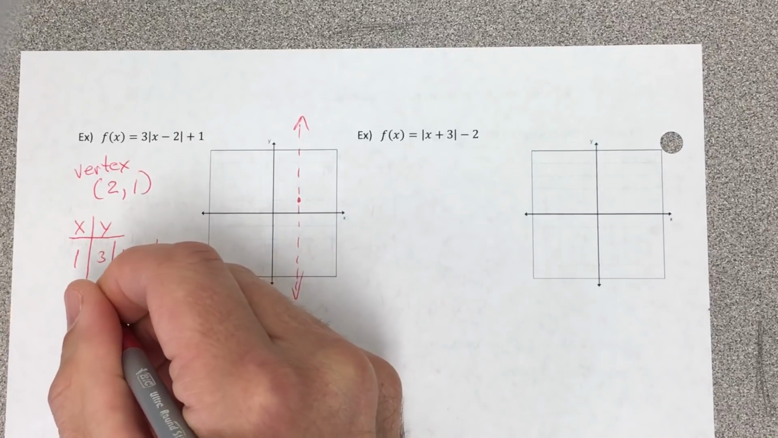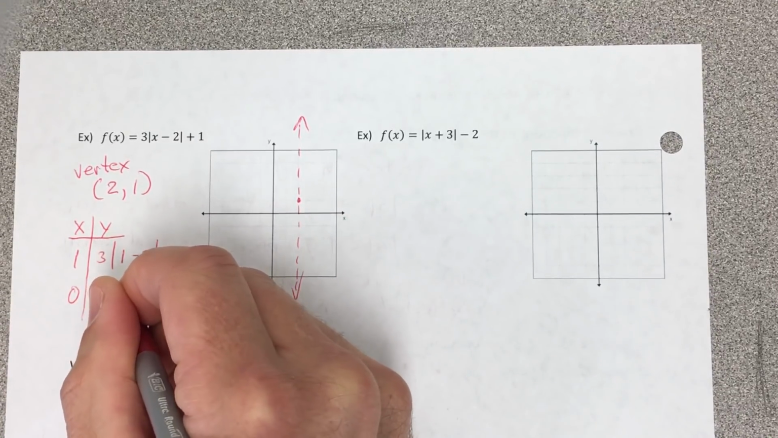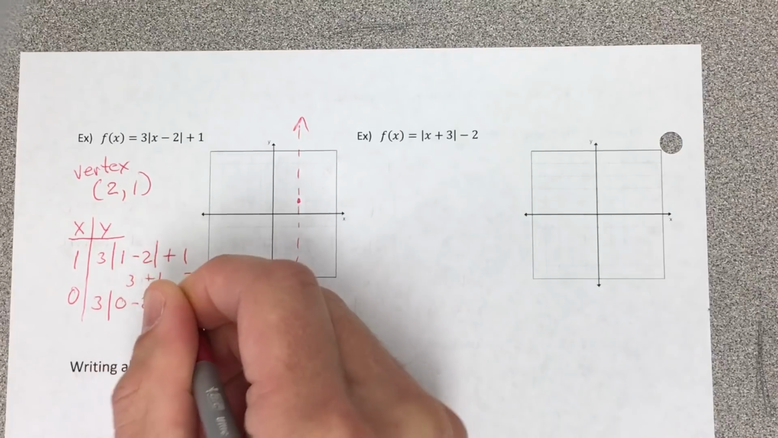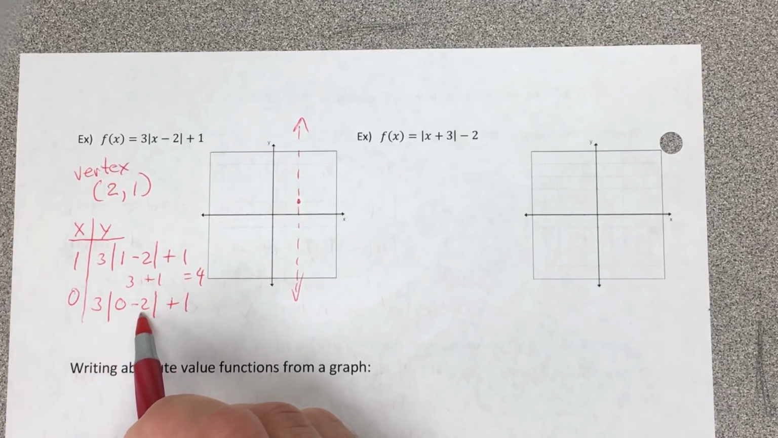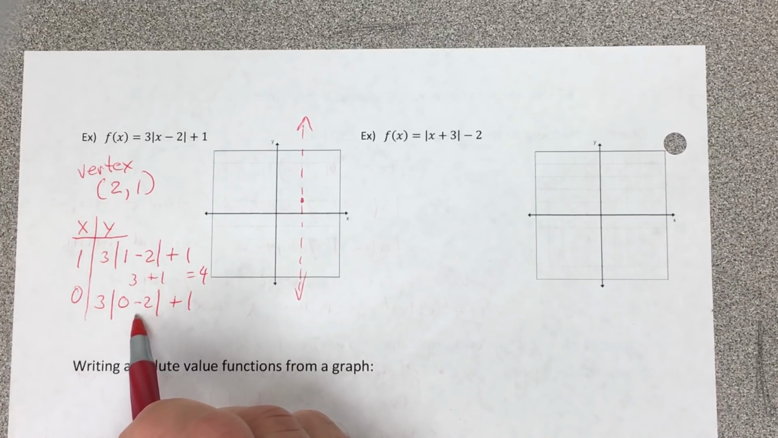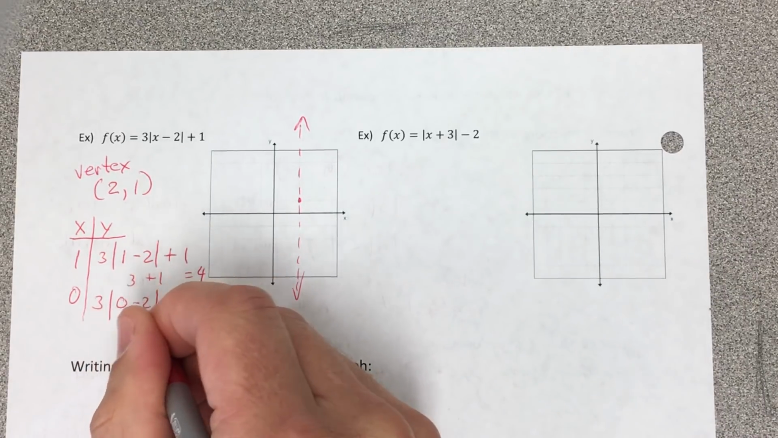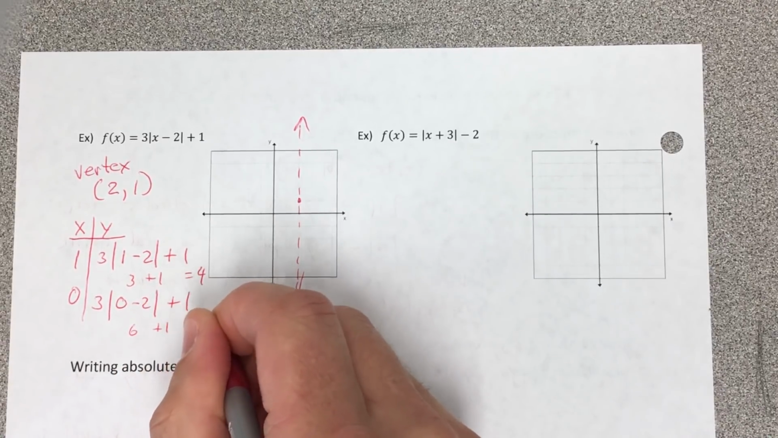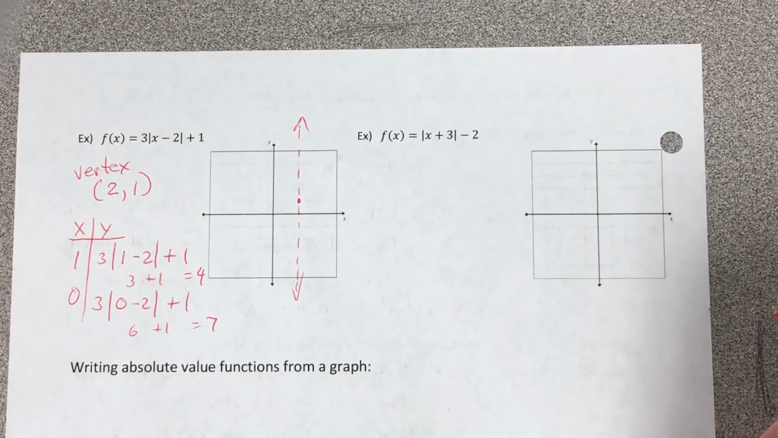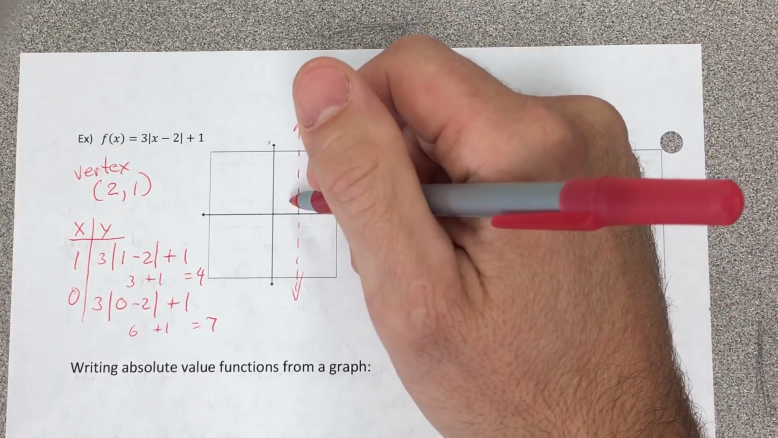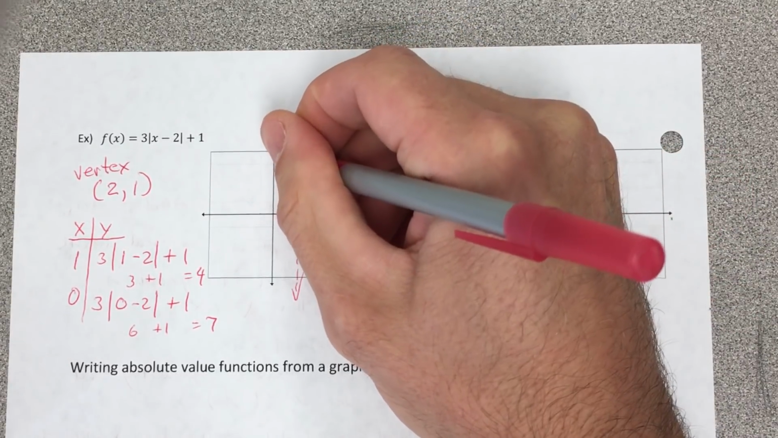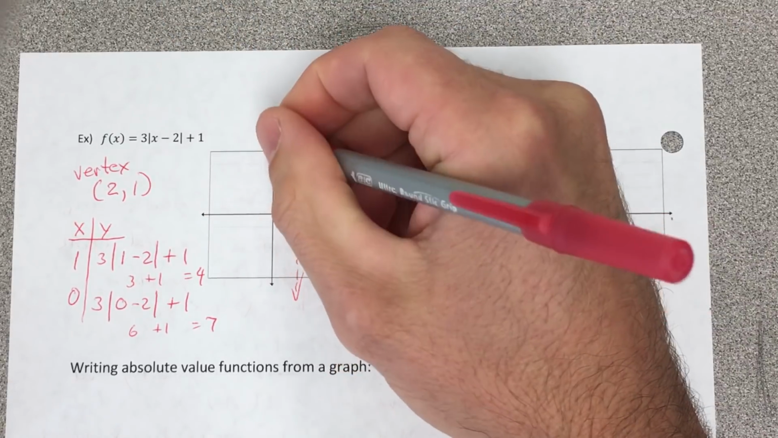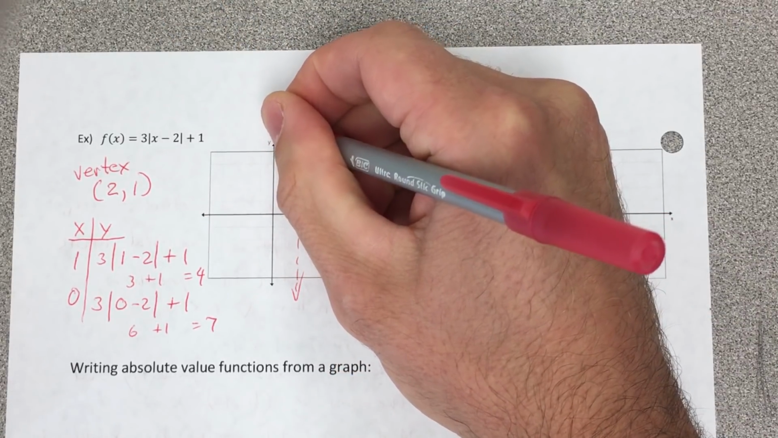Let's do 0. 3 absolute value 0 minus 2 plus 1. 0 minus 2 is negative 2. Absolute value of negative 2 is 2. 2 times 3 is 6 plus 1 is 7. So we go 1 up 4 and 0 up 7. So it's about right there.